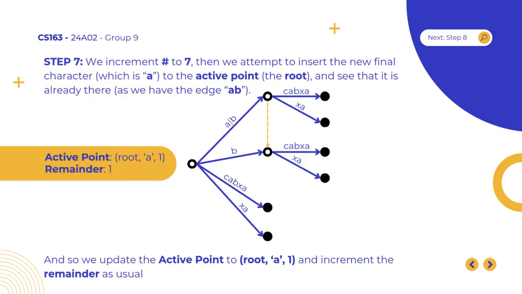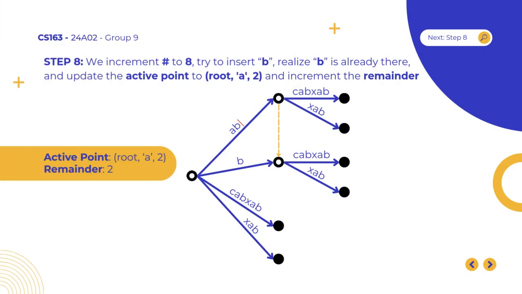Next, step 7. Step 7 is where we increment the position to 7. So we attempt to insert the new final character, which is A, to the active point, and see that it is already there. So we update the active point, like usual. And then, step 8, we try to insert B and realize B is also next to the active point. So we update the active point again and increment the remainder.